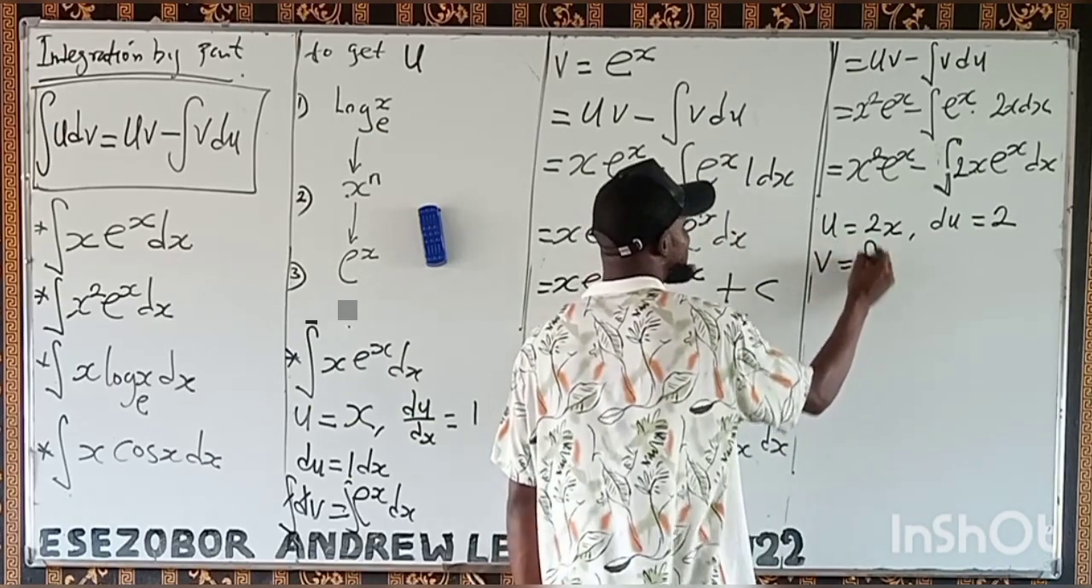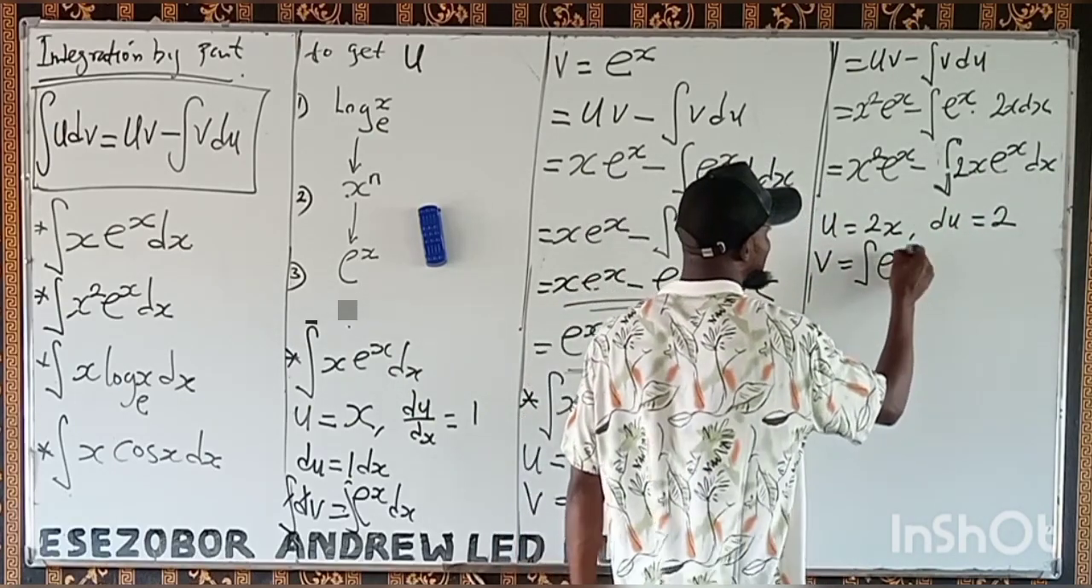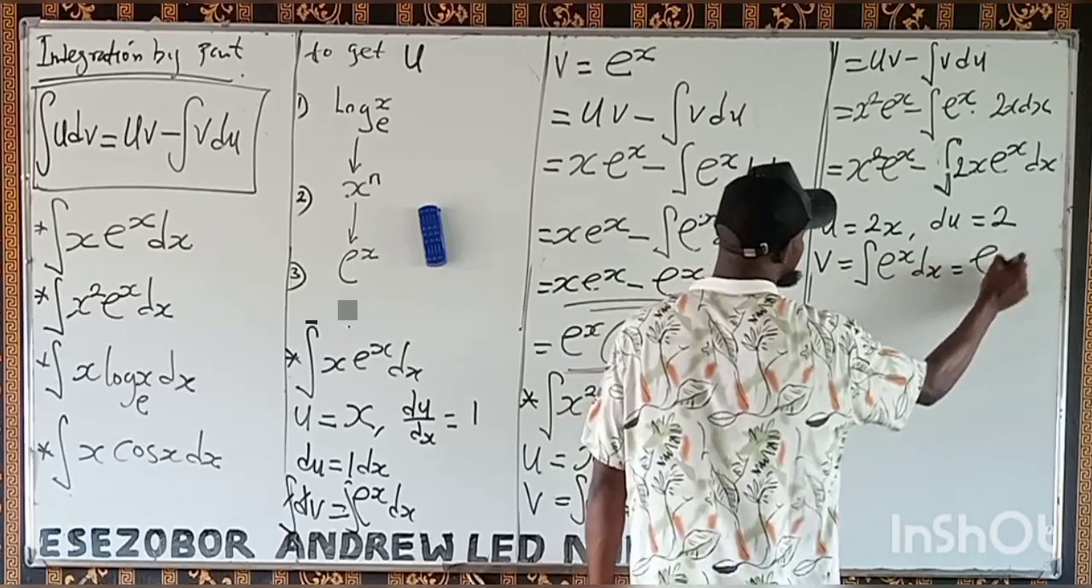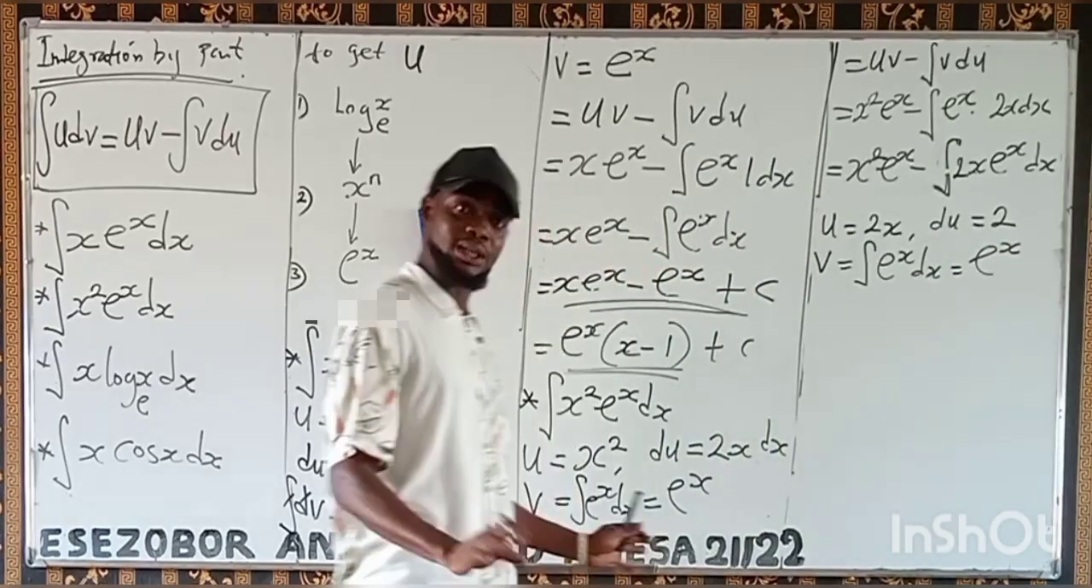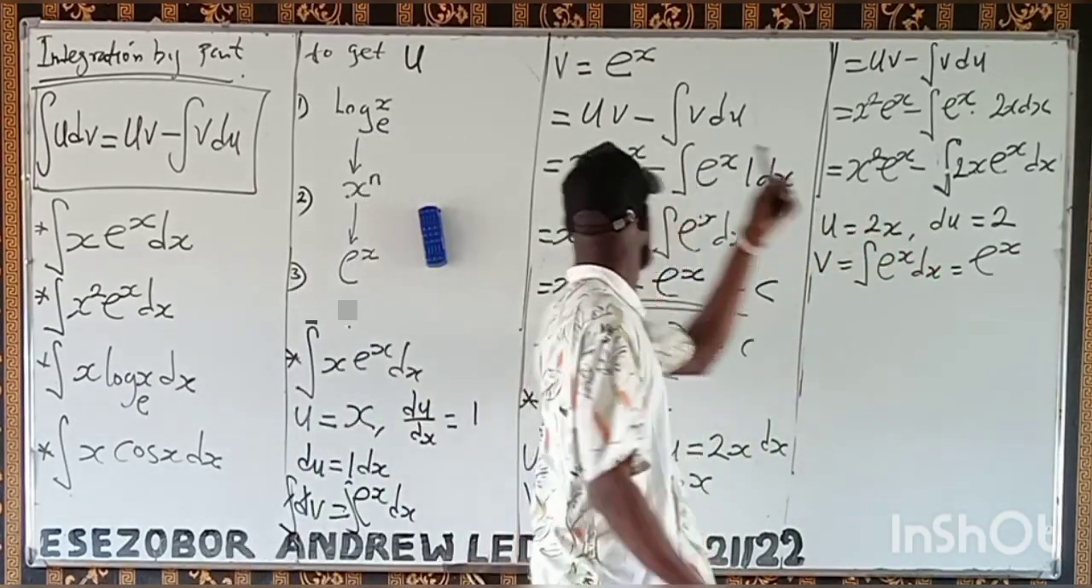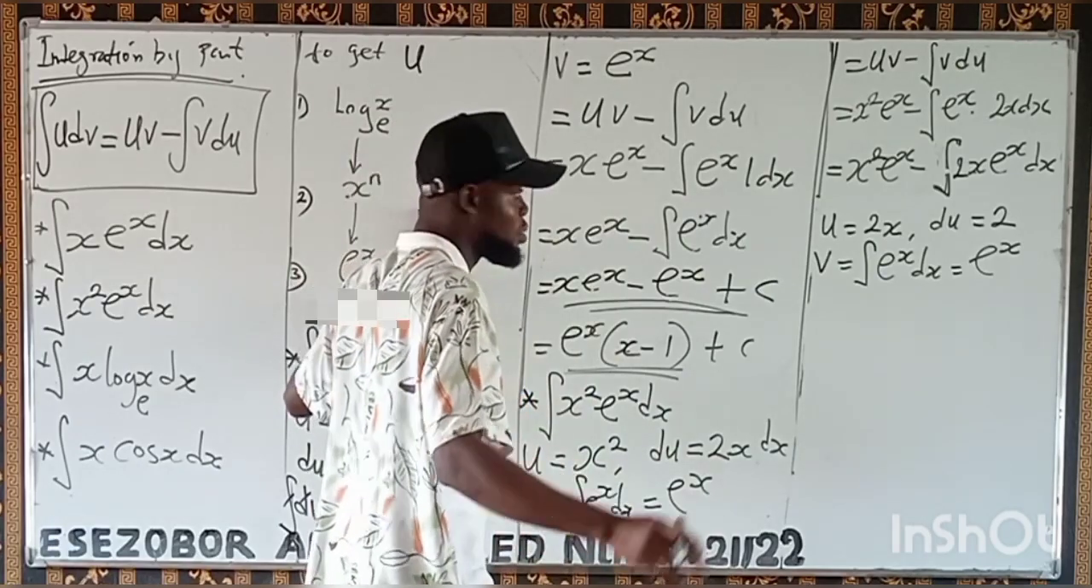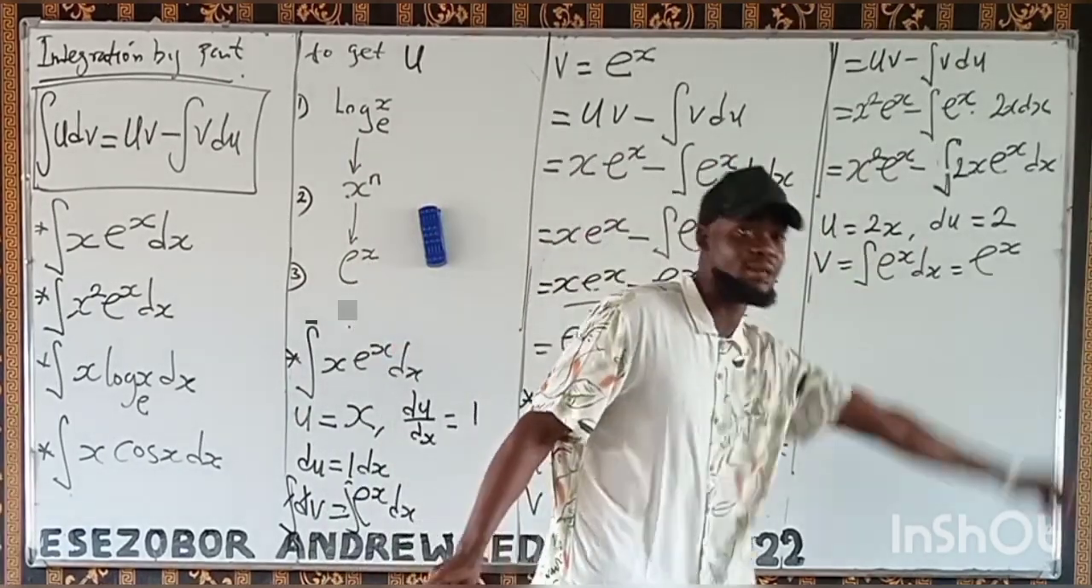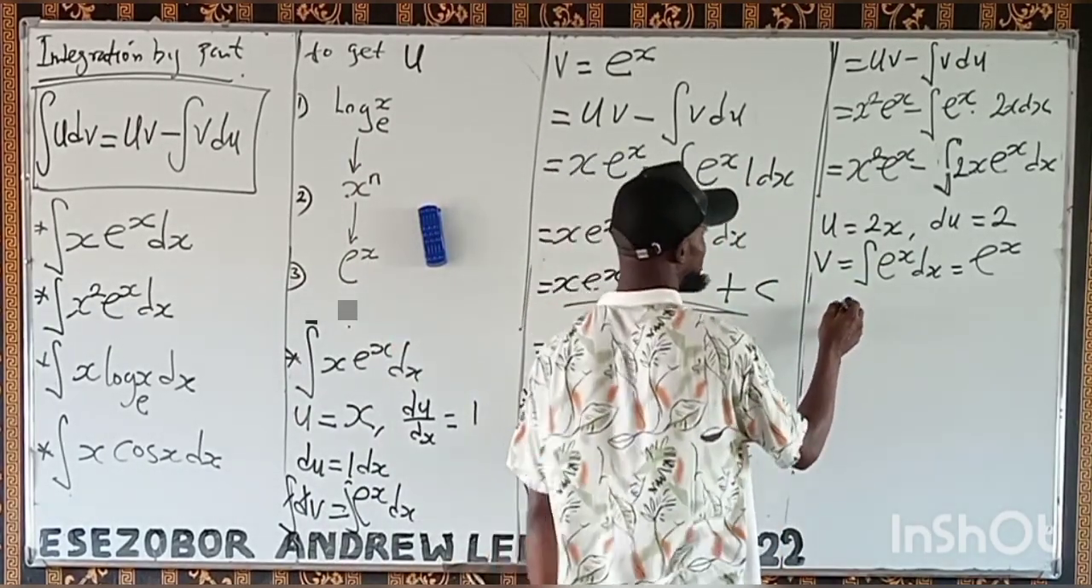Then v will now be the integration of the other one, which is exponential x dx. That will be exponential x as well. That's how we do it. You must select your u using this order, then differentiate the u. Then v will be when you integrate the remaining one.